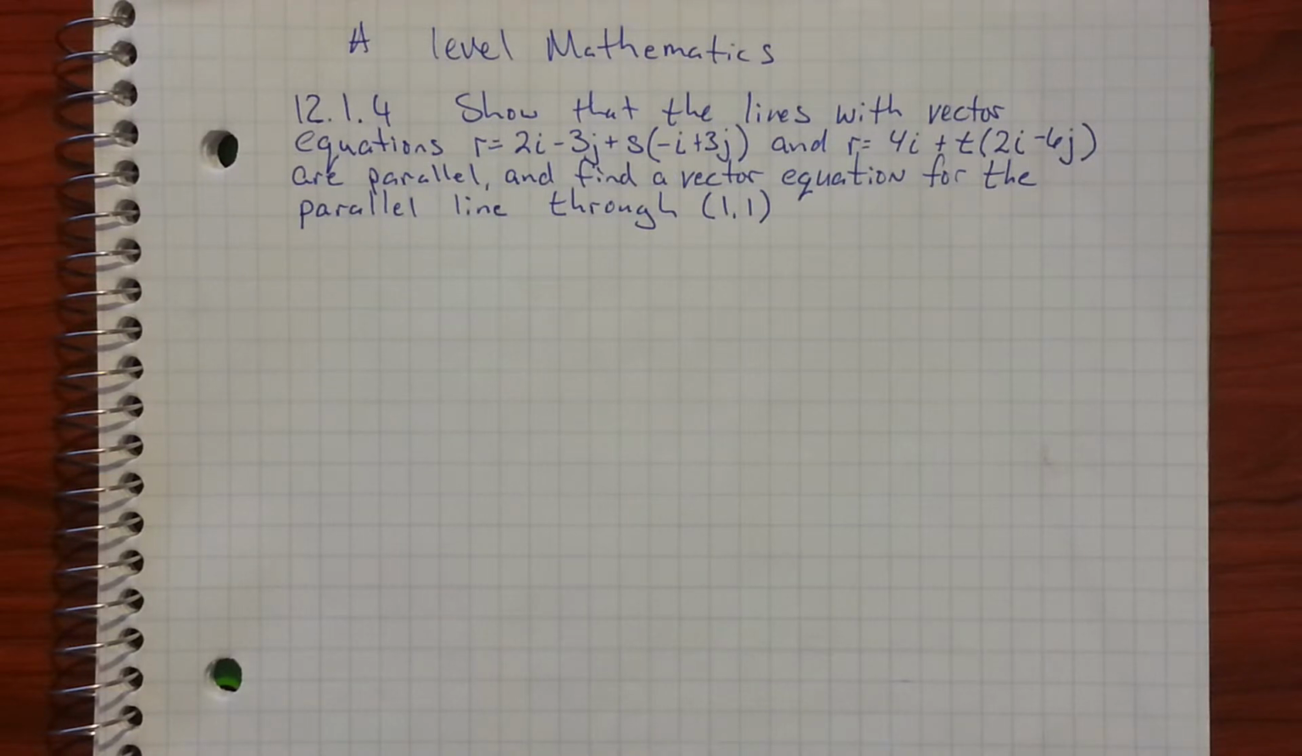Show that the lines with vector equations r equals 2i minus 3j plus s quantity of negative i plus 3j and r equals 4i plus t times quantity of 2i minus 6j are parallel, and find a vector equation for the parallel line through the point (1, 1).